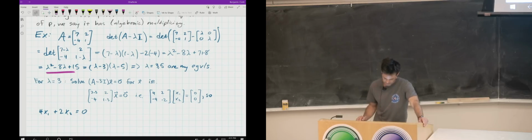Can you confirm only square matrices have eigenvectors and eigenvalues, right? Yes.